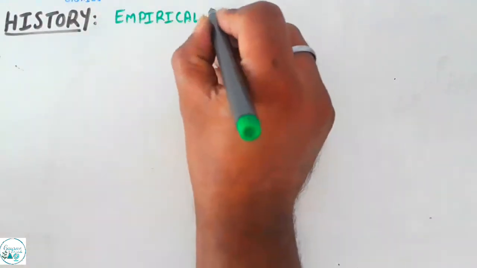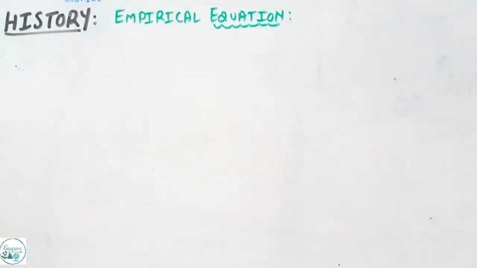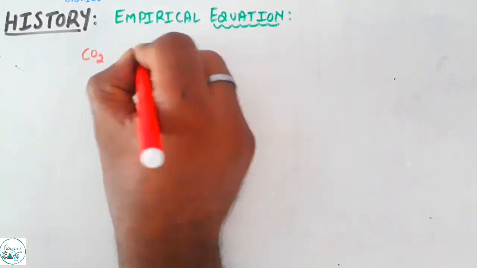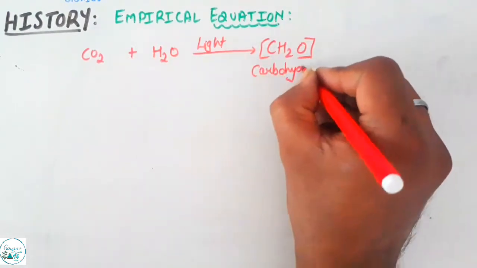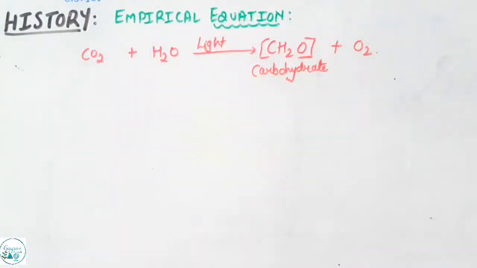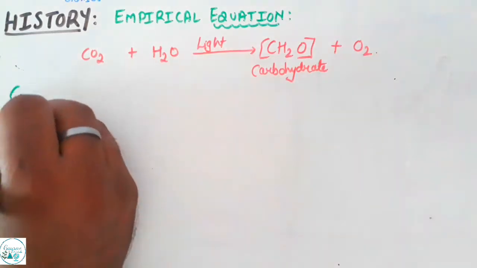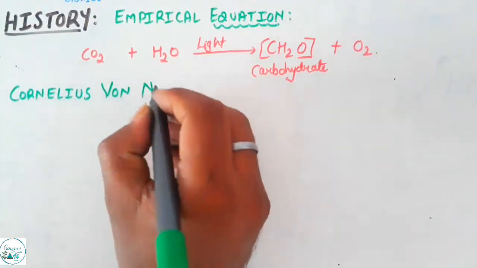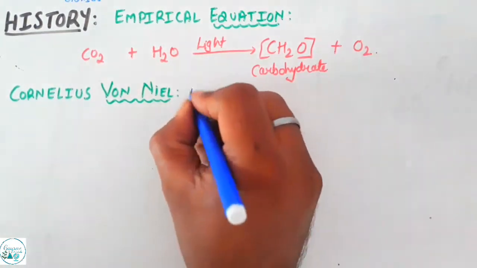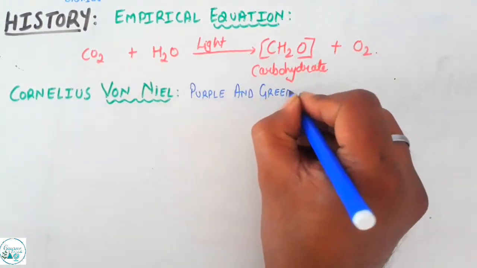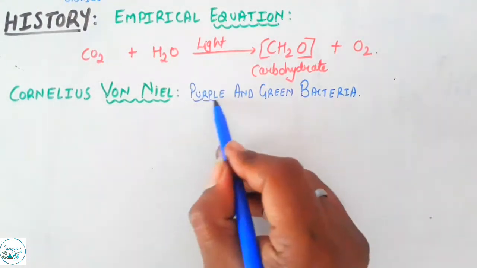By the middle of the 19th century, it was established that carbon dioxide and water combine in presence of light to form a carbohydrate and oxygen, but the exact reaction was not known, and this was called the empirical equation, the one which you can see now. It was the effort of Cornelius van Niel which laid the foundation of the detailed study of photosynthesis. He worked on purple-green bacteria.